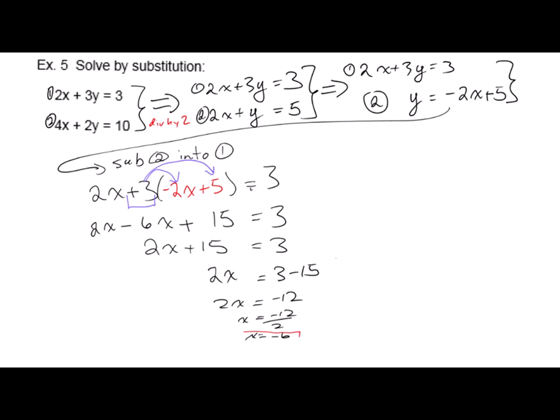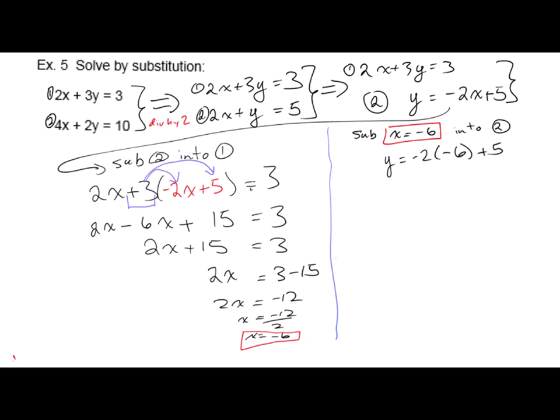Now, once we get x is equal to negative 6, we need to back substitute to find our y value. So we're going to sub x equals negative 6 into equation 2. And since we've done that, we're going to get y is equal to negative 2 times negative 6 plus 5, which equals 12 plus 5, which equals 17.